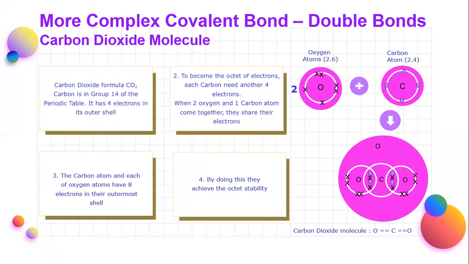And to achieve the octet of electrons, carbon needs another 4 electrons. So when two oxygen atoms and one carbon atom come together, they share their electrons. So the carbon atom and each oxygen atom have 8 electrons in their outermost shell. By doing this, they achieve octet stability.